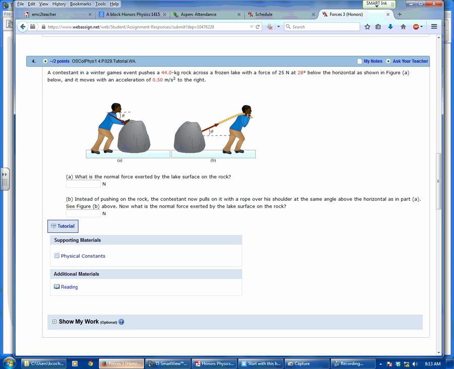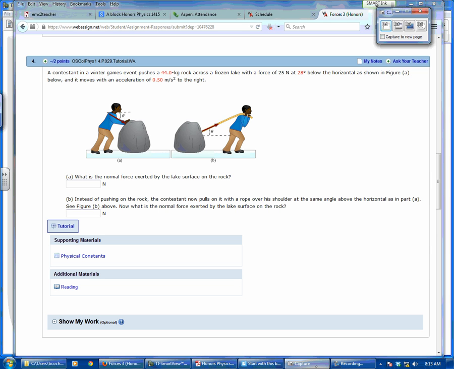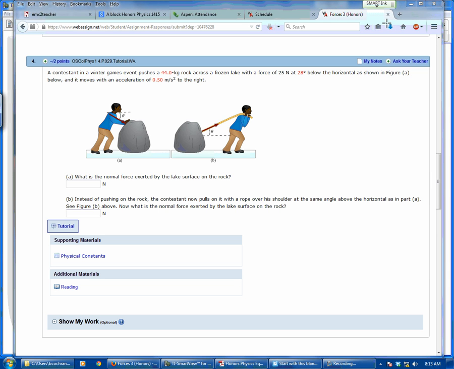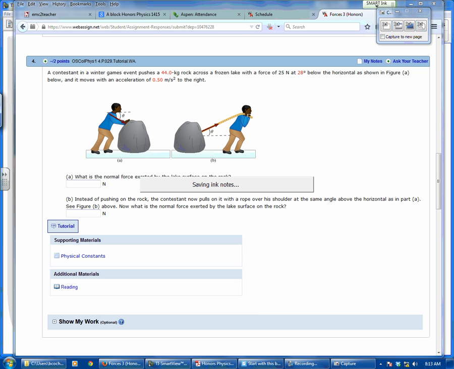So we need to do a couple of different free bodies and force diagrams here. So let's, I'll be lazy, grab my picture the easy way.